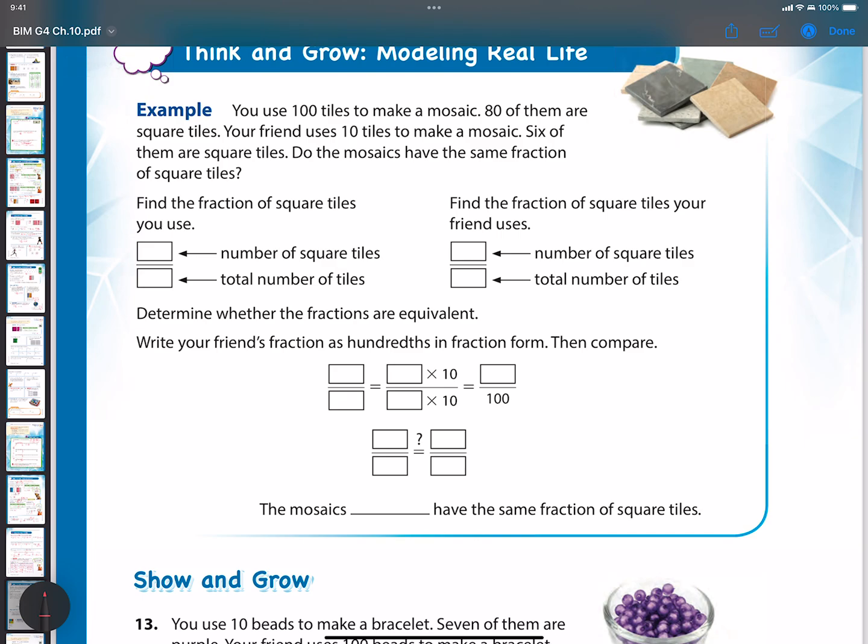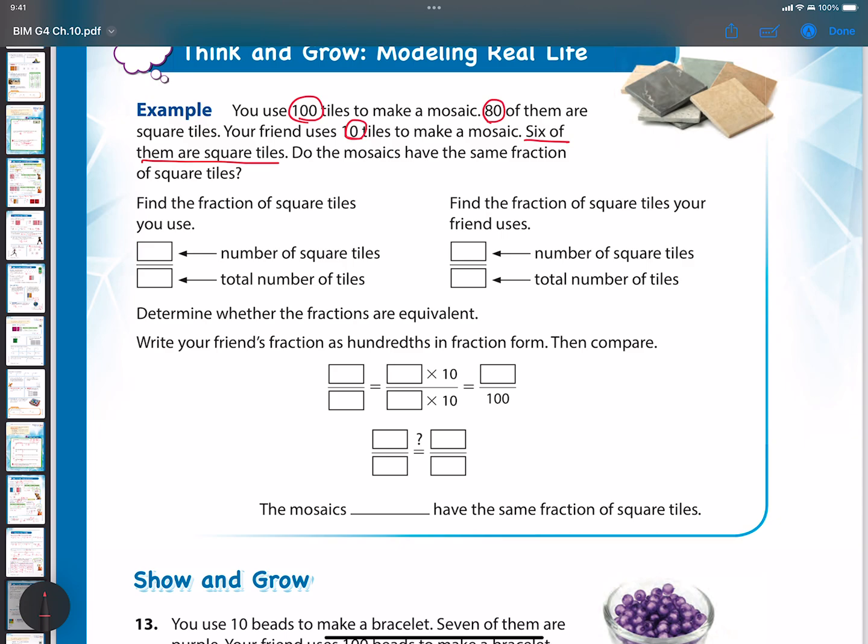Example. You use 100 tiles to make a mosaic. Now 80 of them are square tiles. Your friend uses 10 tiles to make a mosaic. 6 of them are square tiles.